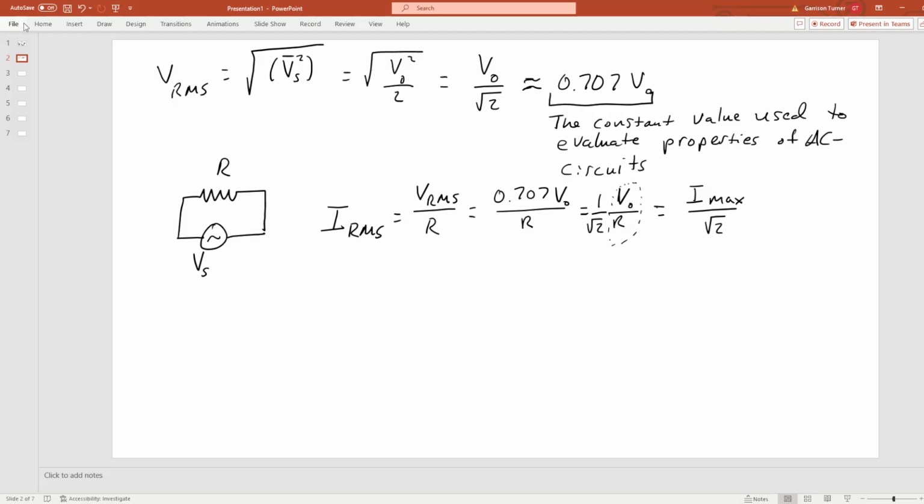Okay, so there is your RMS, and we will talk about capacitors and inductors in the next lecture.